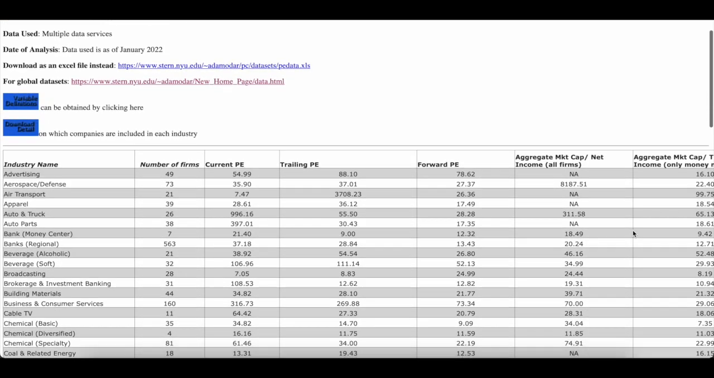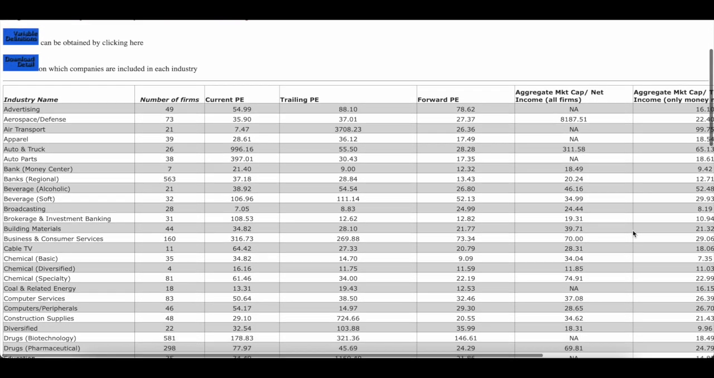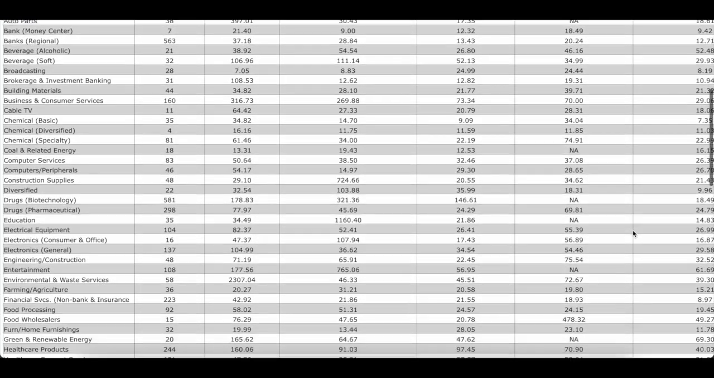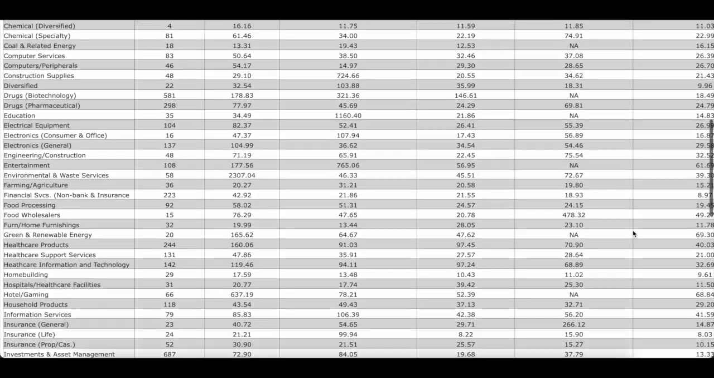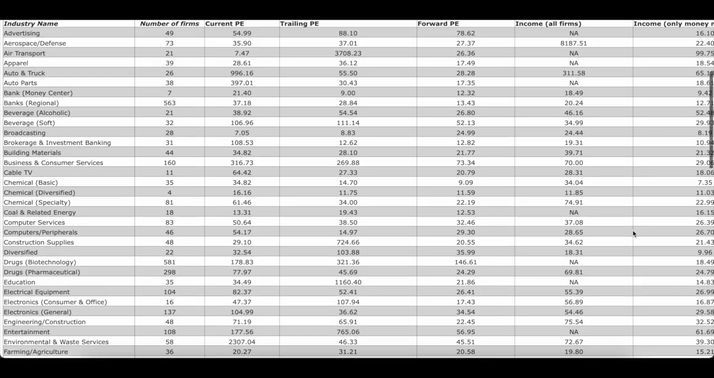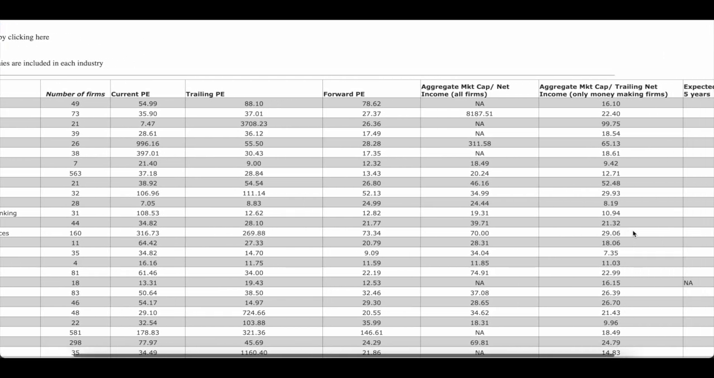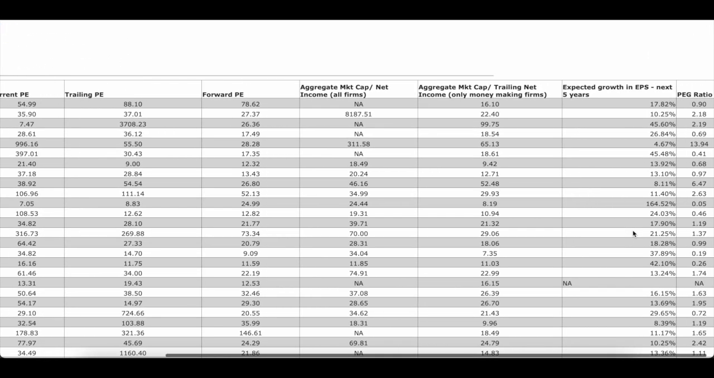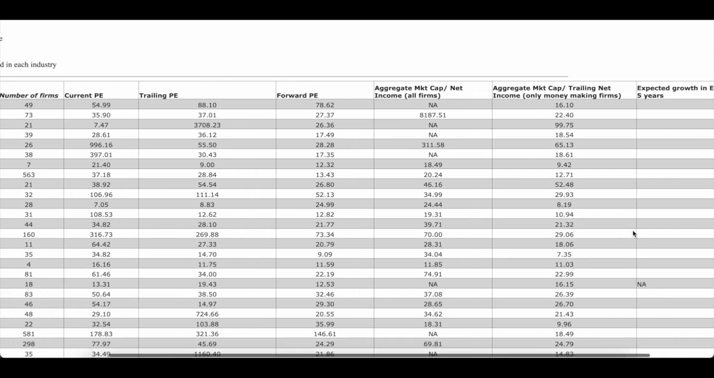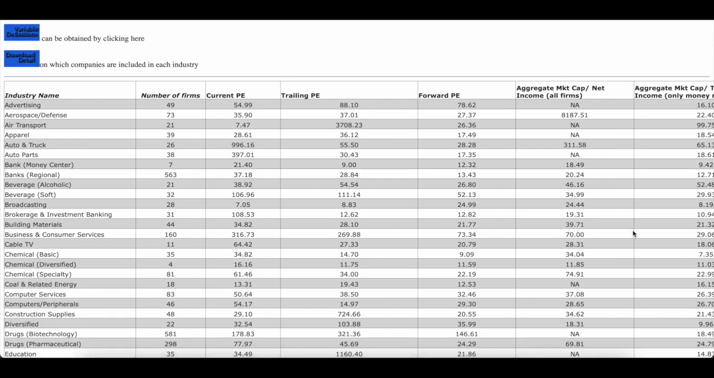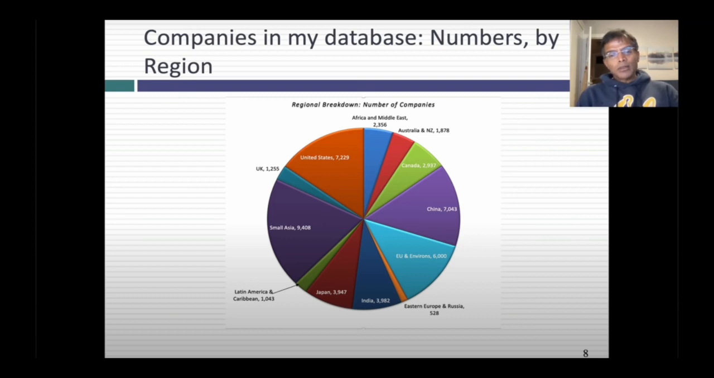There is another website which you can use for your analysis. It was created by the professor who teaches corporate finance in the Stern School of Business at New York University. He took all companies listed on the stock exchange, more than 47,000, and classified them by industry and sector. For every sector, starting from 1990, he has collected data and calculated all main ratios like current and forward PE, PEG ratio, expected growth, and others. I will put the link down in the description.